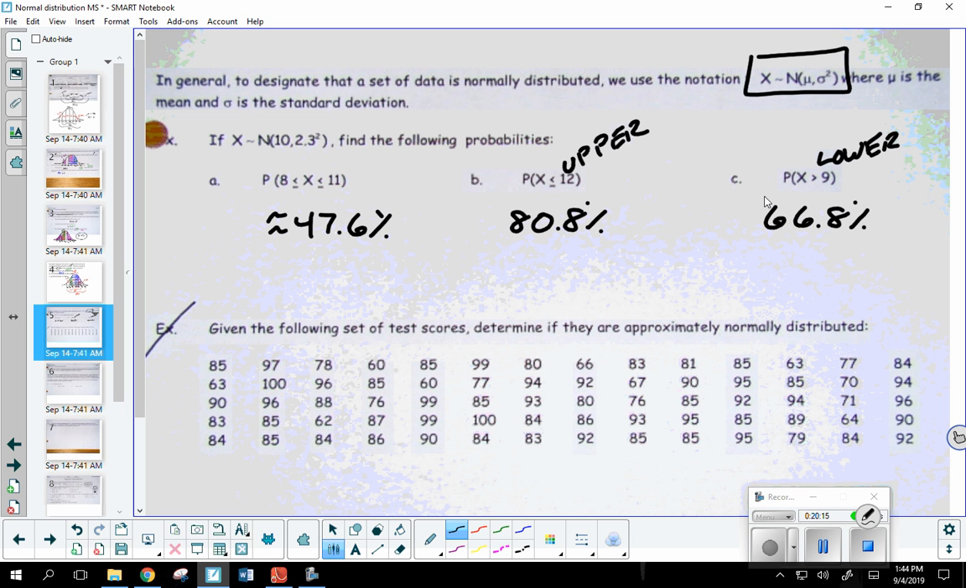66.8%. Now, it's really easy to find these values. Okay, it's not very challenging, but is everybody making the connection? Is everybody understanding what this actually means?